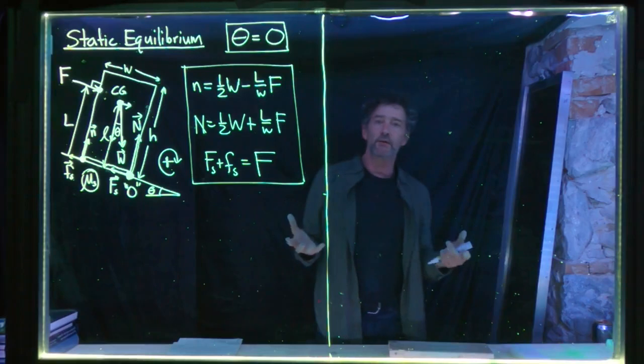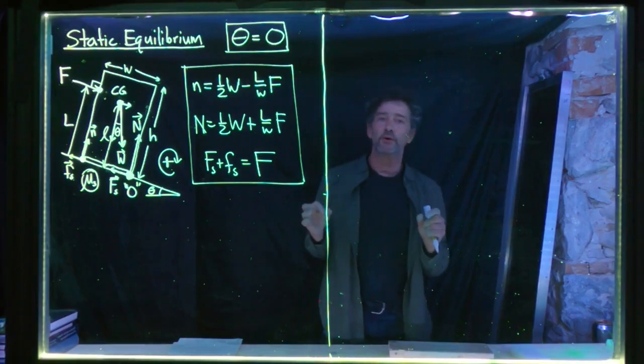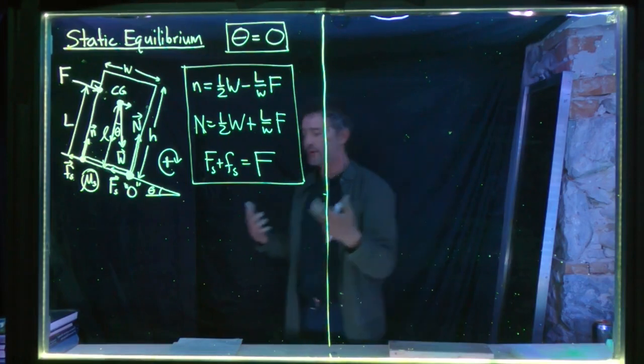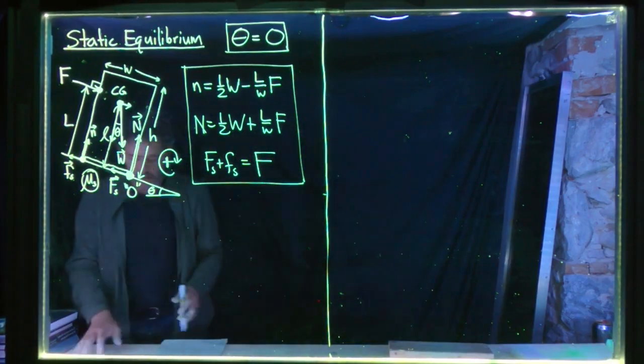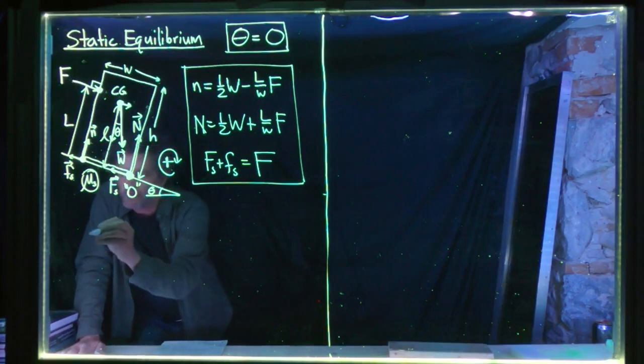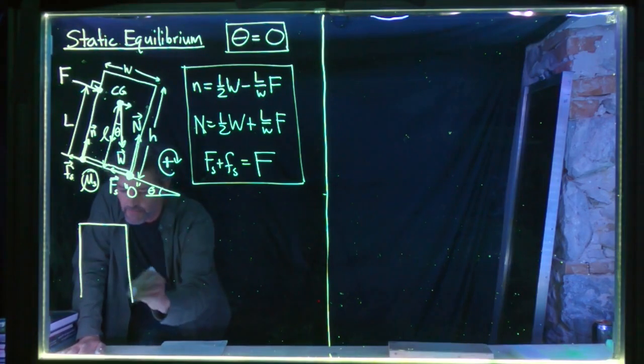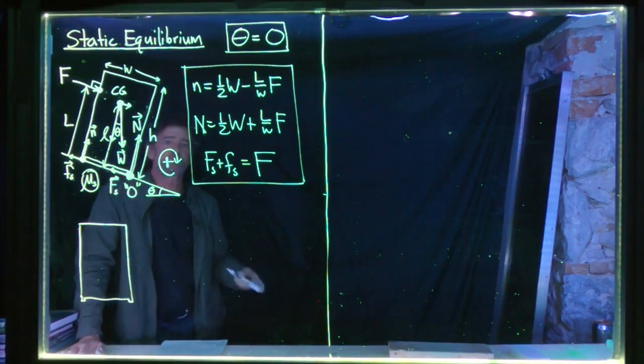Now that's all fine, but we're not done. We need to see whether this makes sense, and help build our intuition about how things work. So in this situation, we have a fridge, which is just standing on a horizontal surface, and it's got its two little legs. And there are various forces acting.